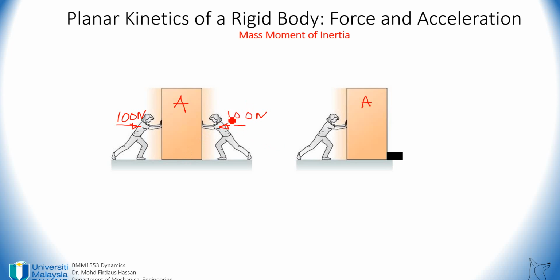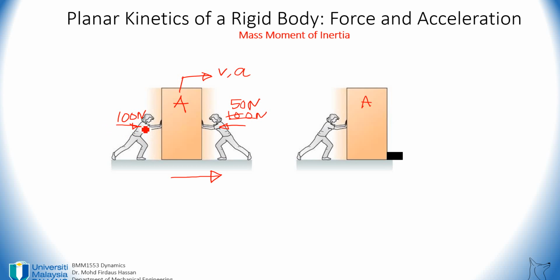But let's say this guy pushes the block with about 50 Newton to the left. So we can say that this block has a motion to the right, correct? And then it moves linearly to the right because it will have a V and it will have an A. So it has a linear motion.